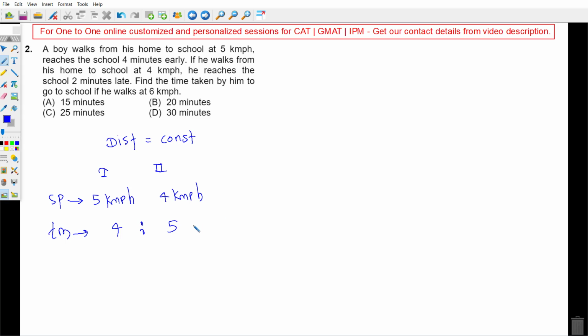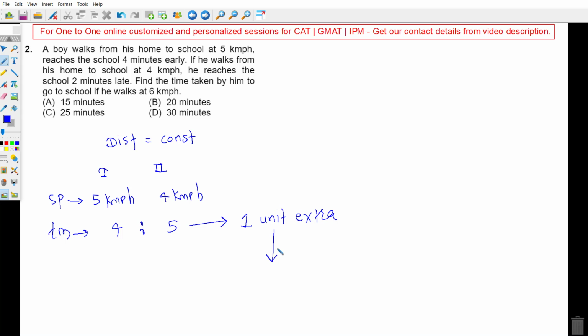And in the second case, look here, what does it mean? In the first case, if we take 4 units of time, in the second case he will be taking 5 units of time, and in the second case he will be taking 1 unit extra. Okay, but that 1 unit extra represents how many minutes? Let's have a look at it. In the first case he reaches 4 minutes early, means from the scheduled time. In the second case he reaches 2 minutes late, means from the scheduled time he took 2 minutes extra.